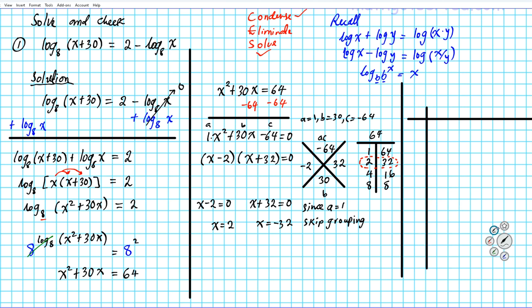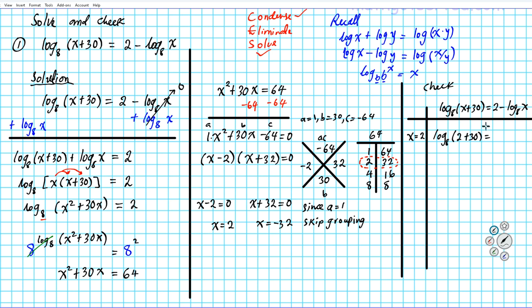Okay, so here goes the check part. The original problem is log base 8 of x plus 30 equals 2 minus log base 8 of x. So let's test the first answer, x equals 2. Just plug it into the original. So you have log base 8 of 2 plus 30.